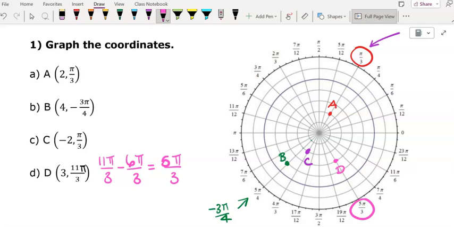So like I said, always find the angle, and then from there you're determining if it's negative or positive for your r, to whether or not you're going to be going on the same ray as your angle, or if I'm going to be going on the opposite side of that pole.